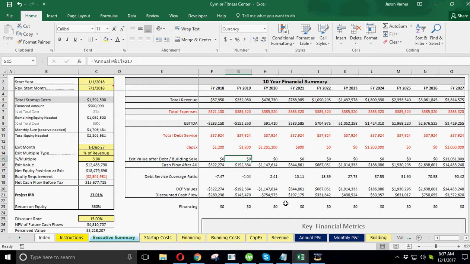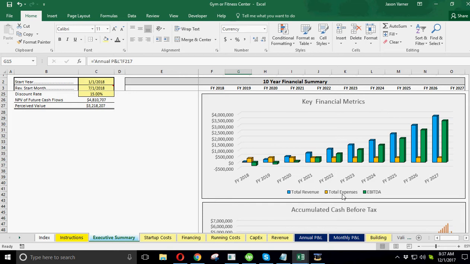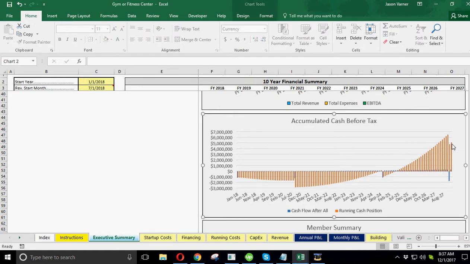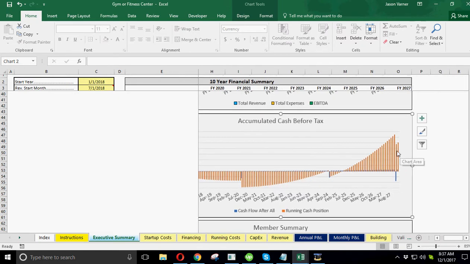The building sale. And then you get some charts here. We got key financials like revenue, expenses, EBITDA over the 10 years. Accumulated cash. You can see every dip is basically a big capital expenditure. And then the orange, I think that's orange, I'm colorblind, but that is your running cash position over time. Those blue lines you barely see are the monthly cash flows that make up the total accumulated cash position.